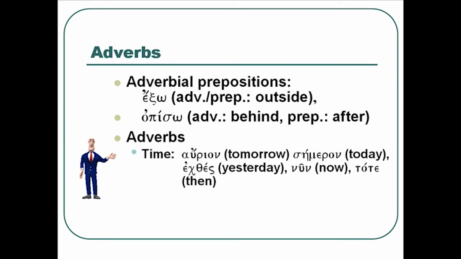Now there are strict adverbs also. There are adverbs of time, manner, and place. And so adverbs of time would be like aurion, which means tomorrow, or semeron, which means today. Seen that in the Lord's Prayer. Ekthes means yesterday. Nun is now, and tote is then.